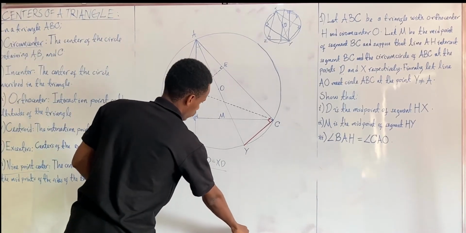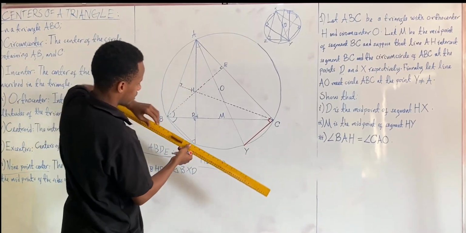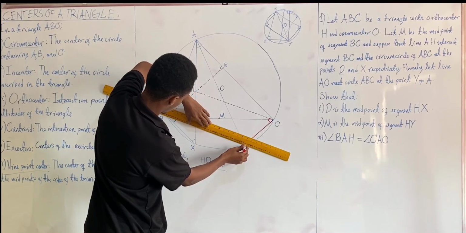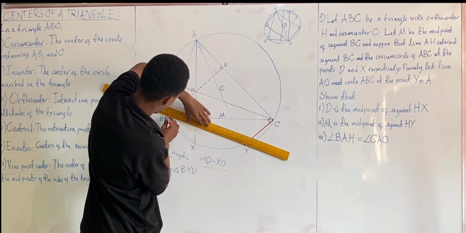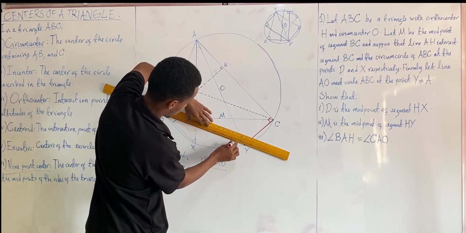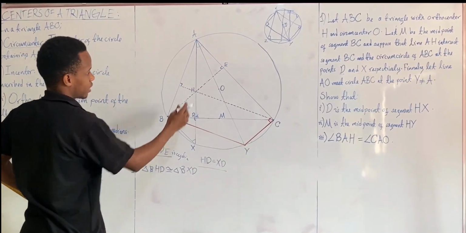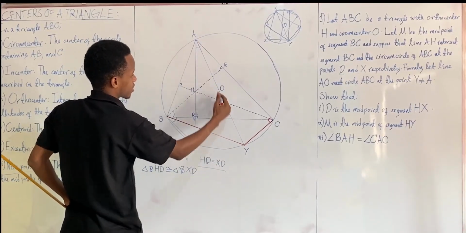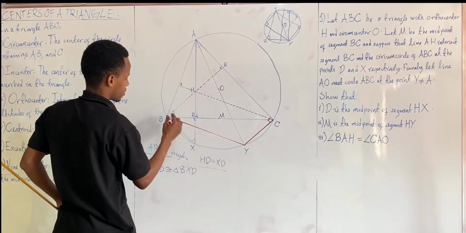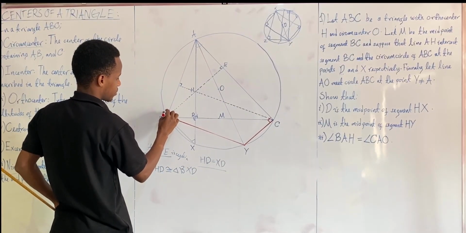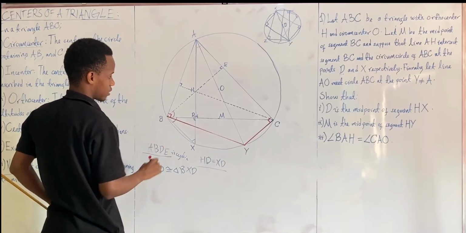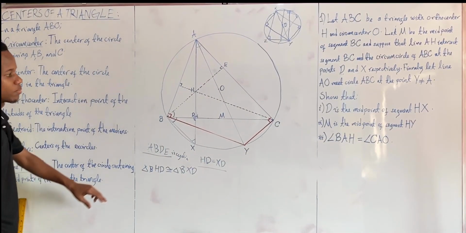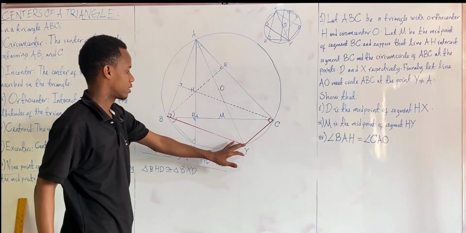And another result is that if I join the point B to the point Y, I have something like that. So again, because this angle here, angle ABY, is also subtended by the diameter of the circle, this angle here will have to be 90 degrees. So how can you use this to show that M is the midpoint of the segment HY?